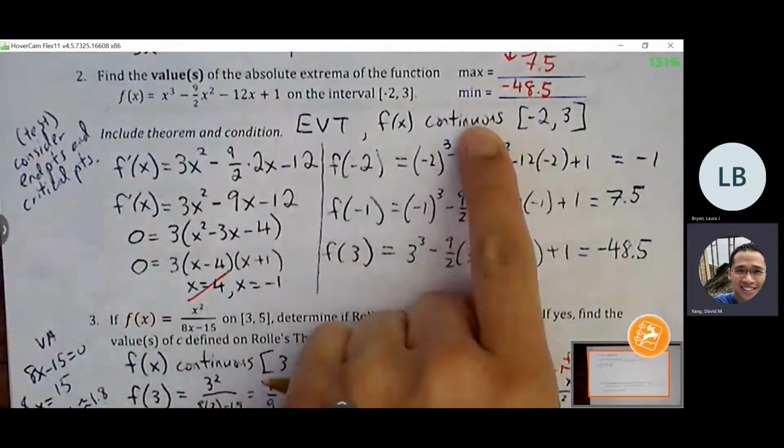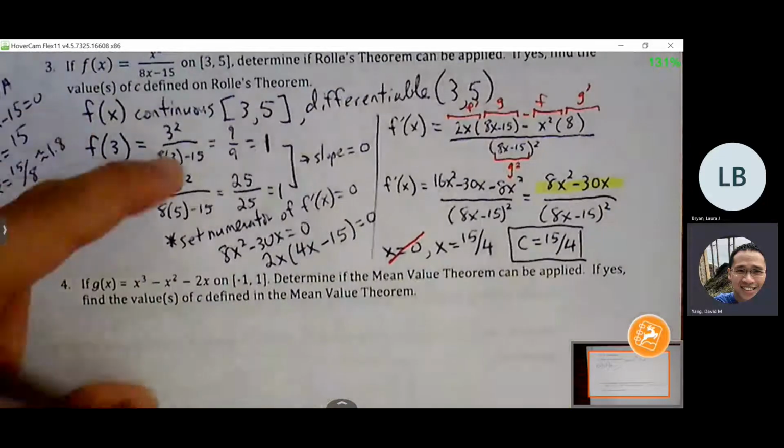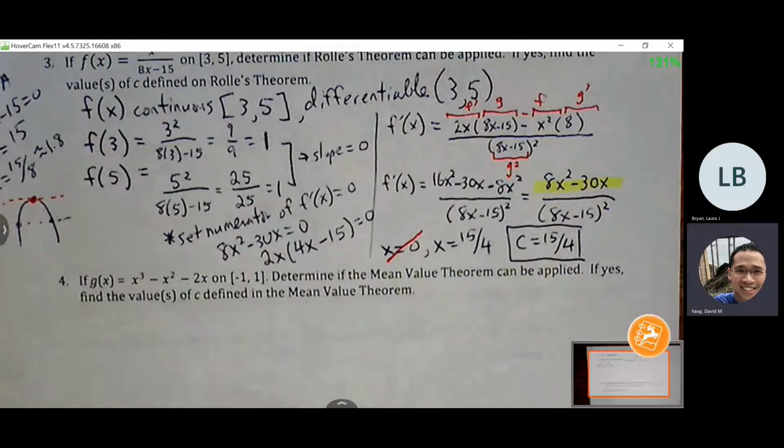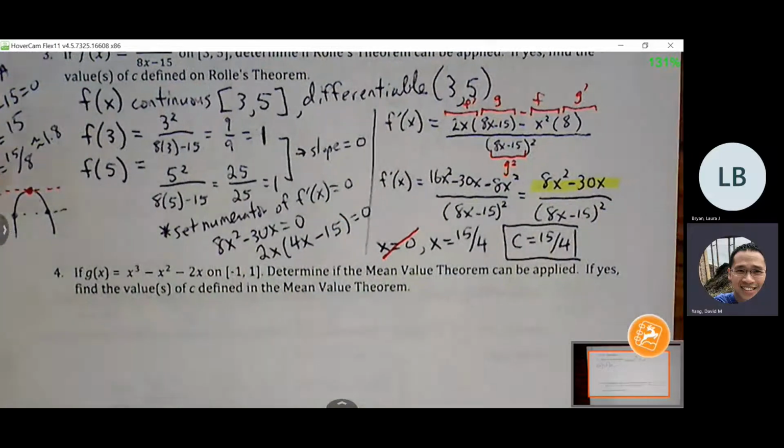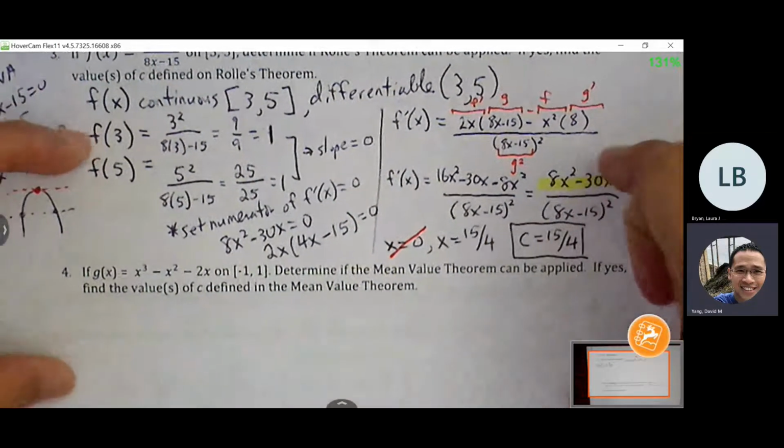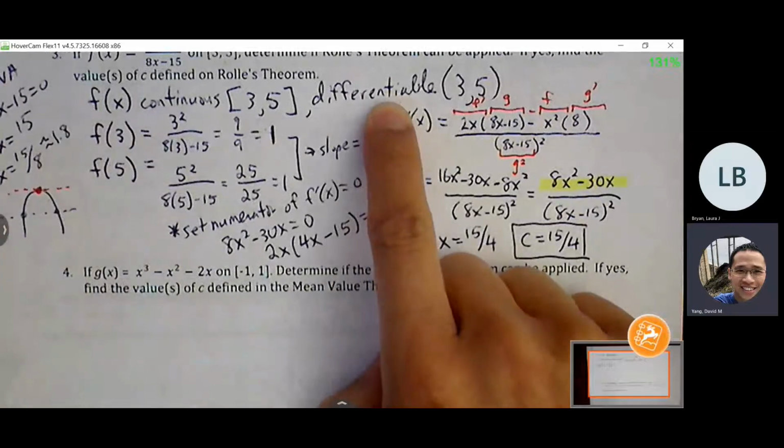So again, I want to point something out here. EVT only has continuity, okay? But Rolle's theorem and mean value theorem have the additional responsibility of needing that differentiable statement because it's asking about slope. We need that slope condition as well.